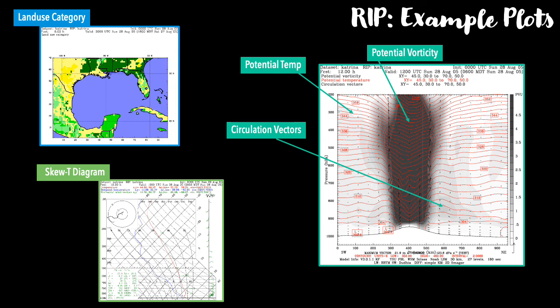These are some example RIP plots. Like with ARW Post, you can plot something like land use category that is grid cell specific. And it also includes the SKU-T capability, but without the overlay function. However, you can overlay several variables, such as is shown here in this plot on the right. We have a column of potential vorticity, contours of potential temperature, and then circulation vectors showing wind flow.